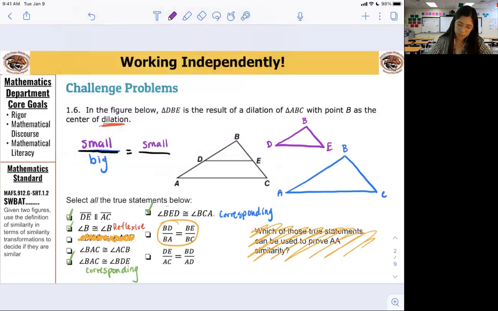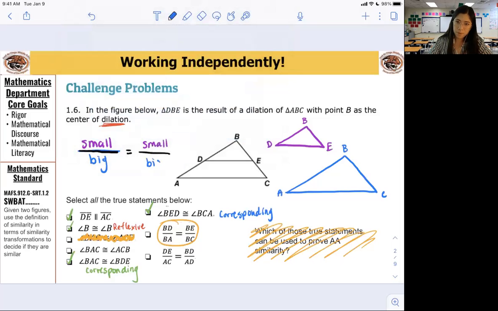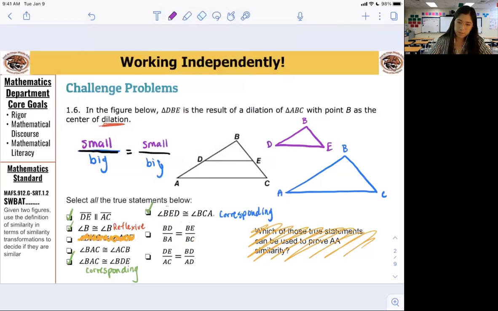It's totally, totally true. This is correct. BD over BA is equal to BE over BC. Ask me your questions, please.